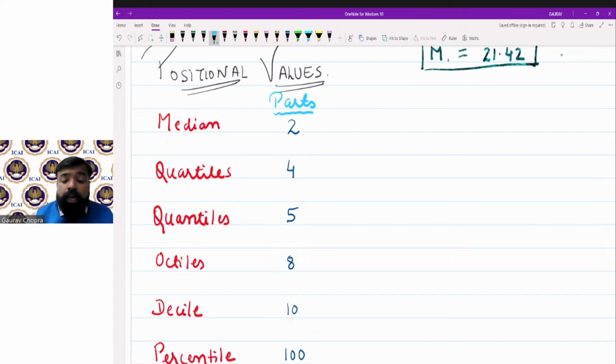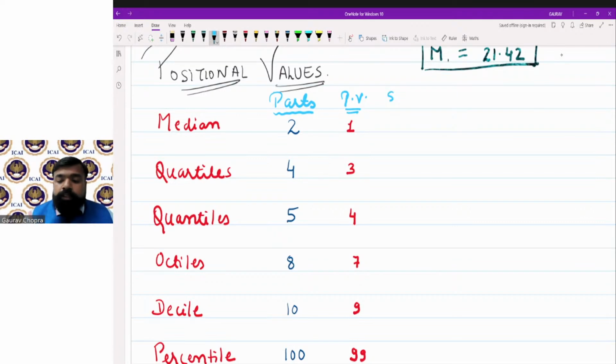For dividing into this many parts, how many positional values are required? Median is only one. One median will divide the series into two parts. Then how many quartiles are required to break the series into four parts? Only three quartiles are required. Similarly, quantile will be 4, octile will be 7, decile will be 9, and percentile will be 99. So this many positional values are required.